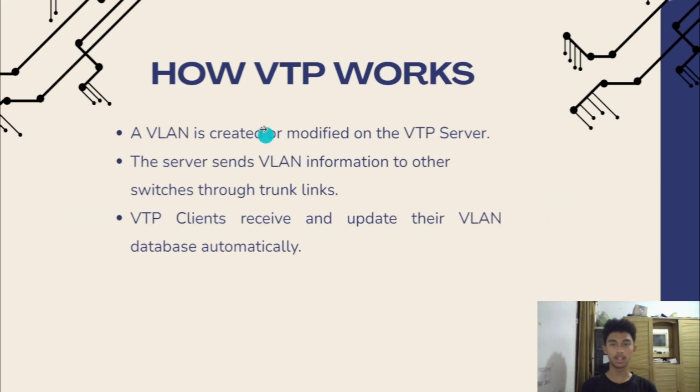The next is how VTP works. The first, a VLAN is created or modified on the VTP server. The second is the server sends VLAN information to other switches through trunk links. The third is VTP clients receive and update their VLAN database automatically.